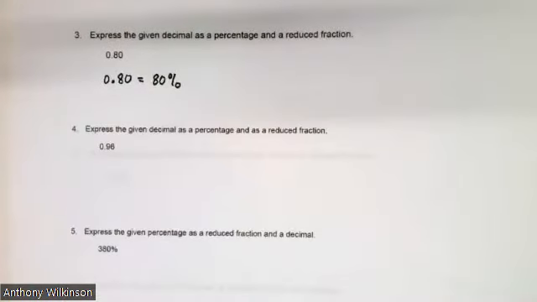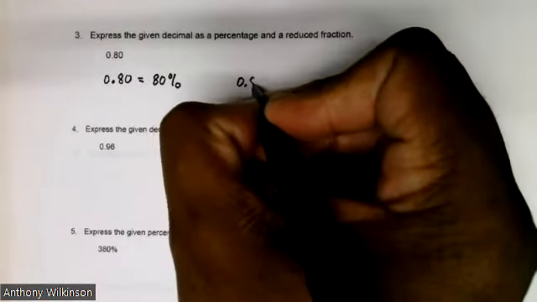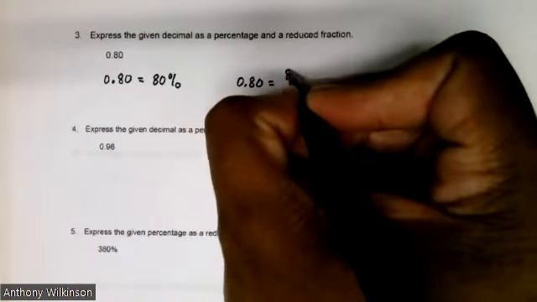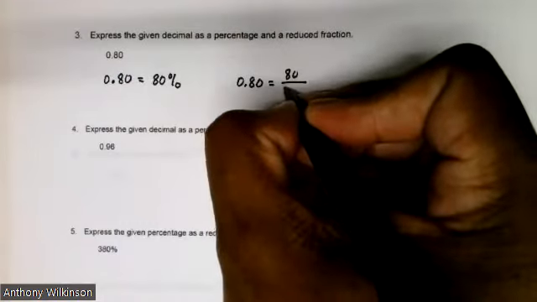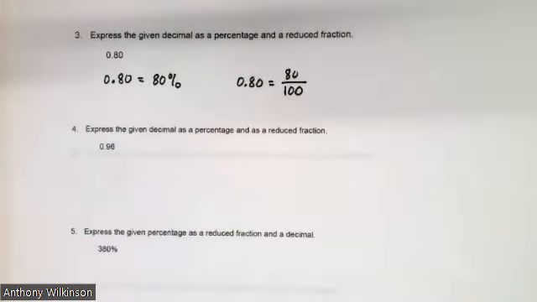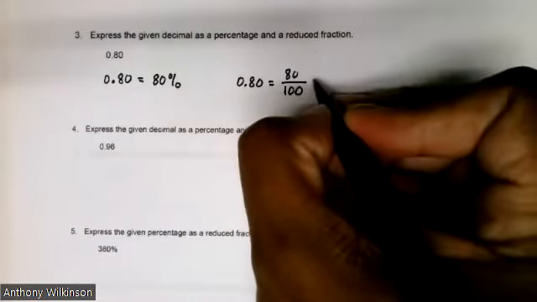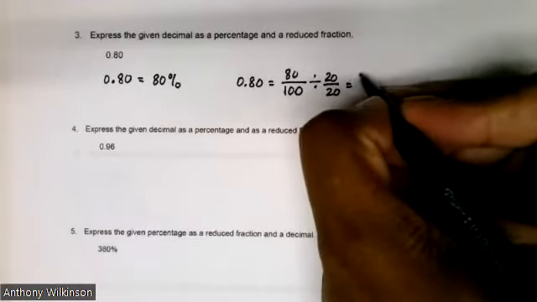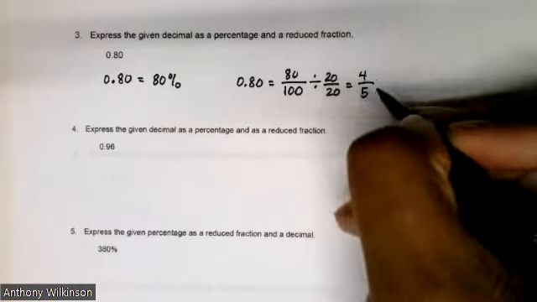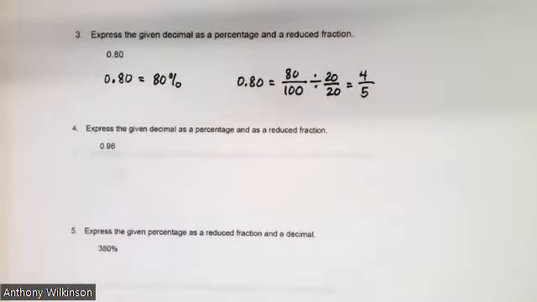And then as a reduced fraction, the 80 will go in the numerator. The two numbers after the decimal point, so I know in the denominator, I need a 1 with 2 zeros behind it. So here, this will be 80 over 100. Now I need to reduce that by dividing the numerator and the denominator by the largest number that goes into 80 and 100. In this case, it's going to be 20. So 20 goes into 80 4 times, 20 goes into 100 5 times. So 4/5 will be the reduced fraction for 0.80.